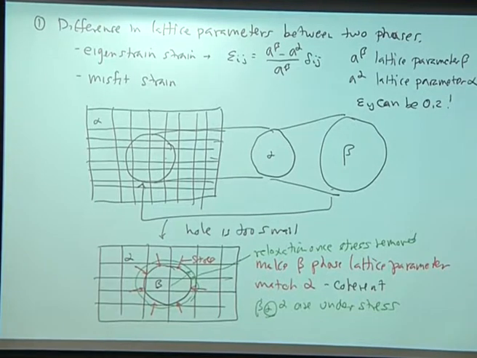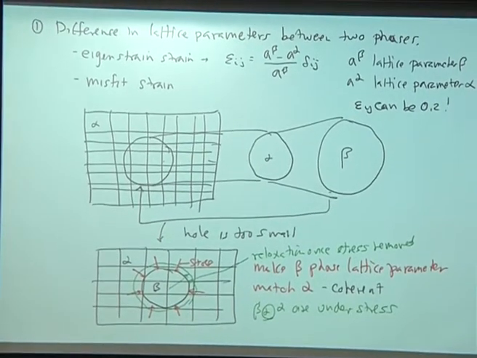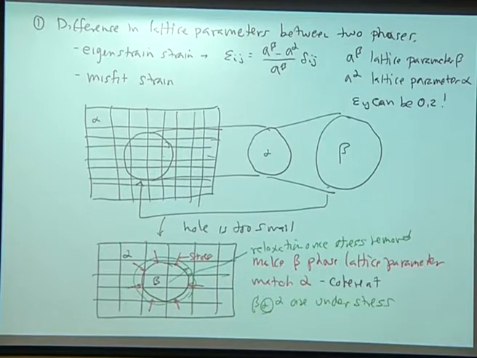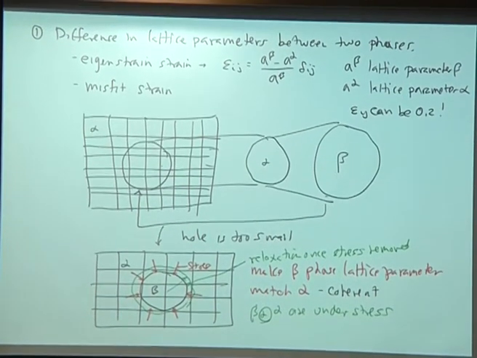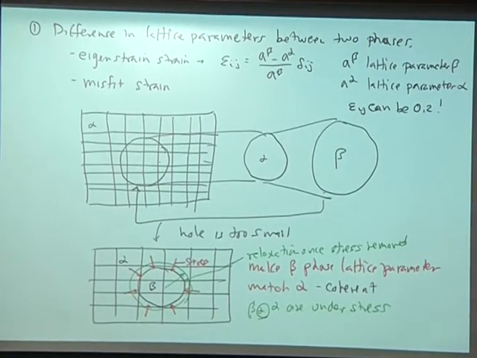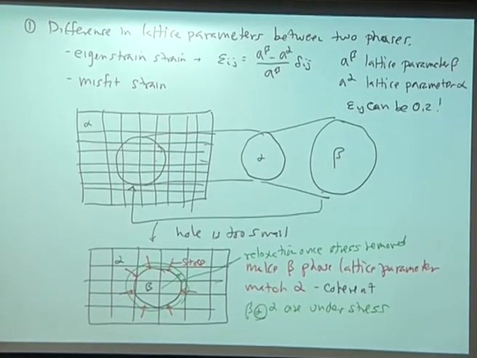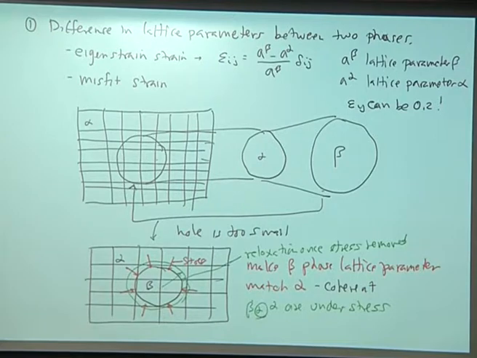So these strains can sometimes be very big. If you look at carbides in steels, it can be on the order of 20%. And if you think about how much strain you can put in a metal before you begin to get yielding, it's about a factor of 10 to 100 less than that, right? So these are huge. These can be very, very big strains. Sorry, yeah, A alpha is the matrix.